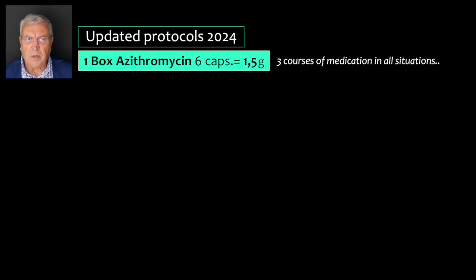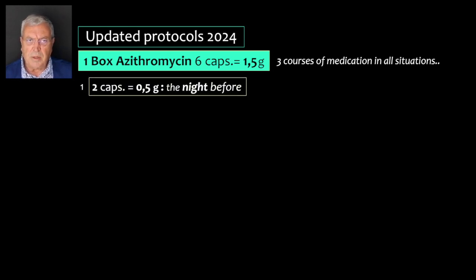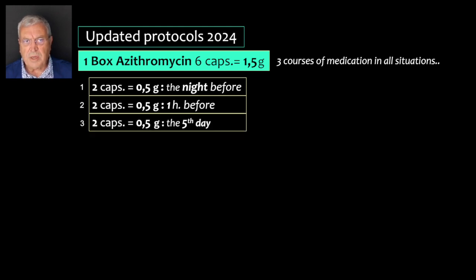I can share with you now the updated protocols that we use in 2024 after 4 years of tests and corrections. We use 1 box of azithromycin in all indications, and we have 3 courses of medication. We give them 2 caps the night before, 2 caps 1 hour before, and 2 caps at the 5th day. Why at the 5th day? Because we would like to increase the positive inflammation, you remember. This is how we work today.